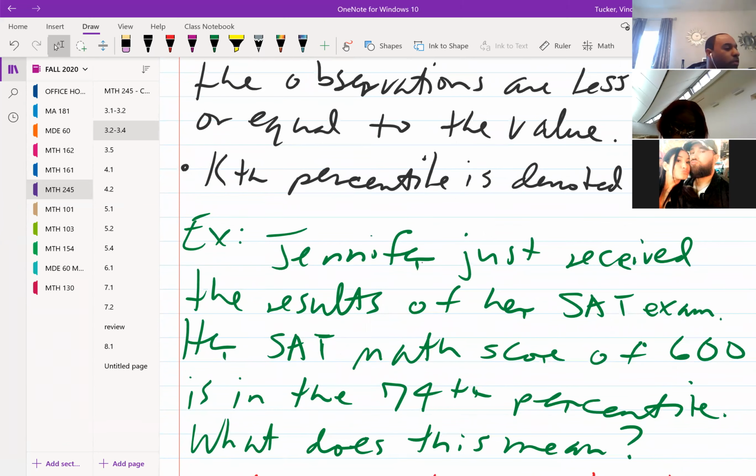So, an example that refers to the percentile. Jennifer just received the results of her SAT exam. Her SAT math score of 600 is in the 74th percentile. What does this mean?